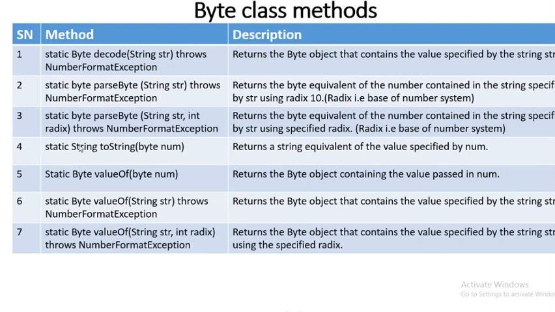Next method is return type is string, method name is toString, argument byte num. So whatever the byte number you are using over here, it will get converted into string and that will be returned.